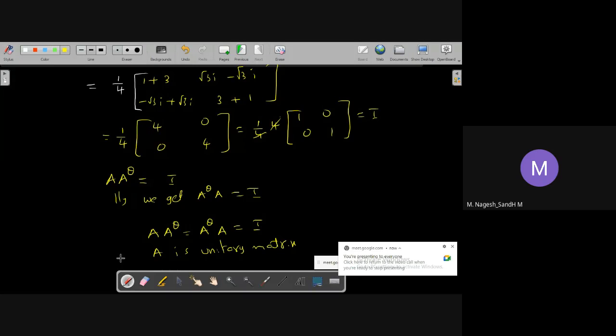Okay, just make one concentration. So A is a unitary matrix. Do you have any doubts on this? No, sir. Now we'll discuss one more problem.